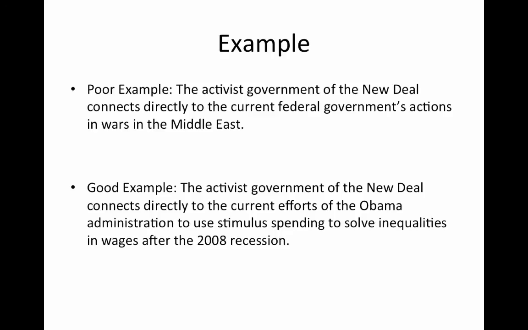Here's a better way of doing it. The activist government, the New Deal, connects directly to the current efforts of the Obama administration to use stimulus spending, here we've got Keynesian ideas, to solve inequalities in wages after the 2008 recession. Now, the rest of the body paragraph could either be a positive tone, saying that Obama's on the right track with this, just like FDR was, or it could be a negative tone. You can say Obama is crazy, he's going down the wrong path, he should have gone down the path of Hayek, same thing with FDR. That's fine, either way is fine, but notice what's important here is that you're making a direct comparison. We're talking about the activist government of the New Deal with the economy in the 1930s, the activist government with the economy in the 2008 recession. So either way is fine, okay?